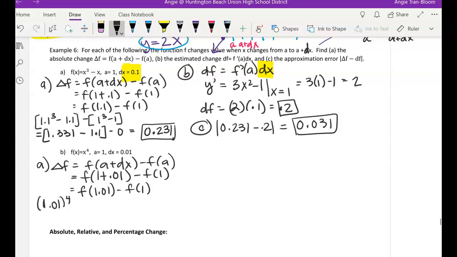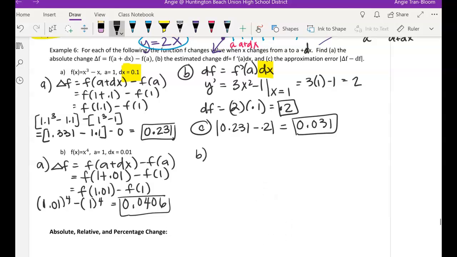1.01 to the fourth minus 1 to the fourth. This is going to give me 0.0406. Even though I didn't tell you how to round, it's such a small number. When it's a small number, you want to carry out enough digits so we can understand the difference.